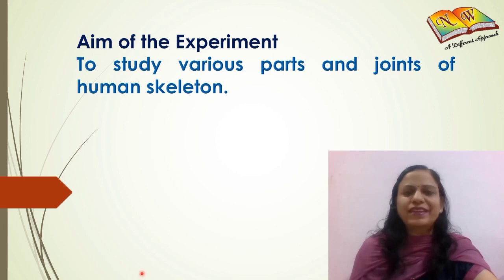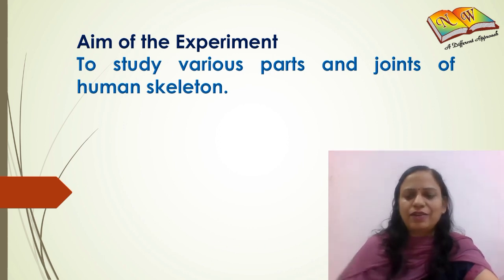Hello everyone. In this video, we are going to talk about the different parts of the human skeleton and the different kinds of joints that we have in our body. So when we say different parts of a human skeleton, we mean the different bones, the major bones that are present in our body that build our skeleton. So let's start with this.